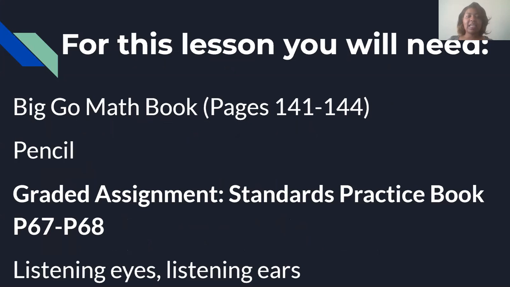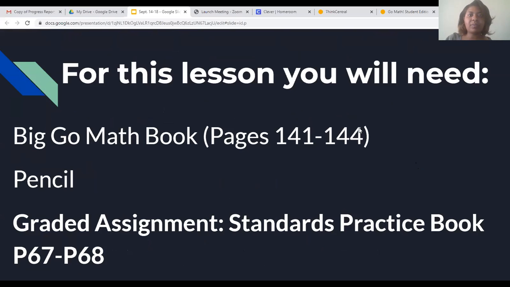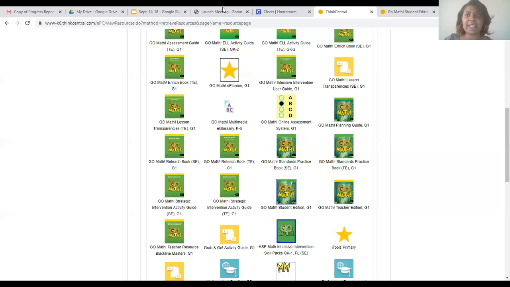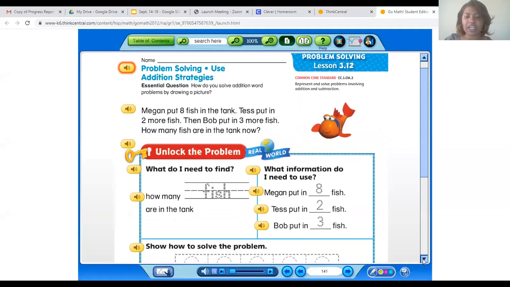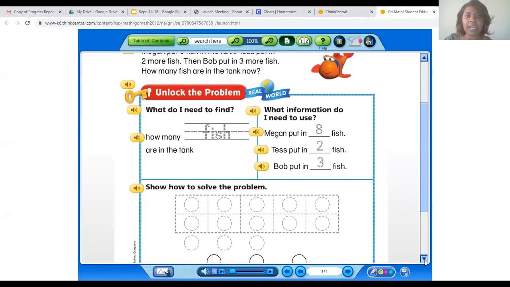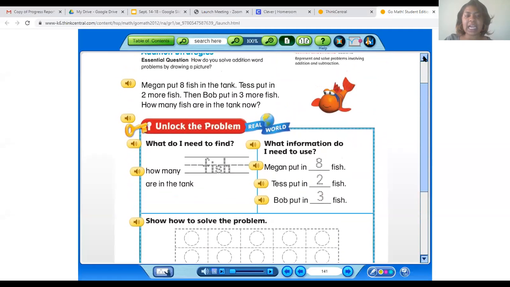For this lesson, again, like I said, you will need your Big Go Math book, a pencil, your graded assignment, standards practice book, P67 to P68. And in your Big Go Math book, we're working from pages 141 to 144. And of course, your listening eyes and your listening ears. All right, so I'm going to get my math book. And I am on page 144, as you can see here. And let's get started by first unlocking the problem.